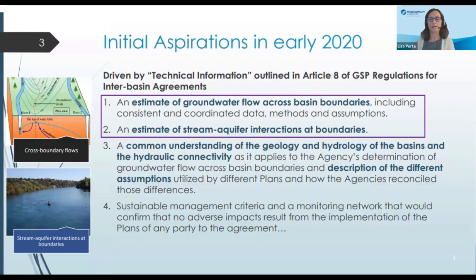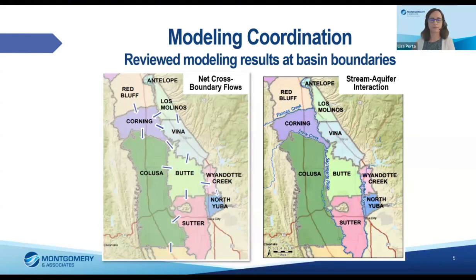So with that in mind, we had started looking at it during GSP development in order to come up with these 2 things, the boundary flows, so understanding how the groundwater flows from one subbasin to the next. You see the figure on the left here has arrows with the subbasins in the North Sac Valley.